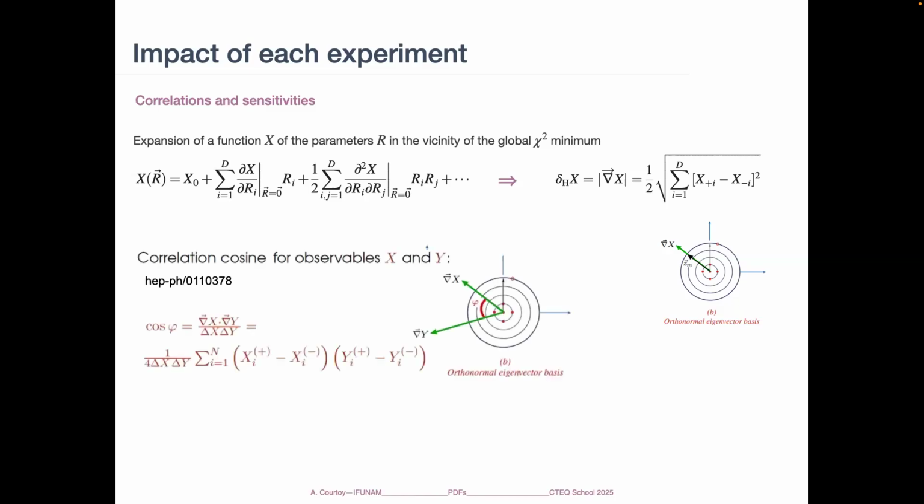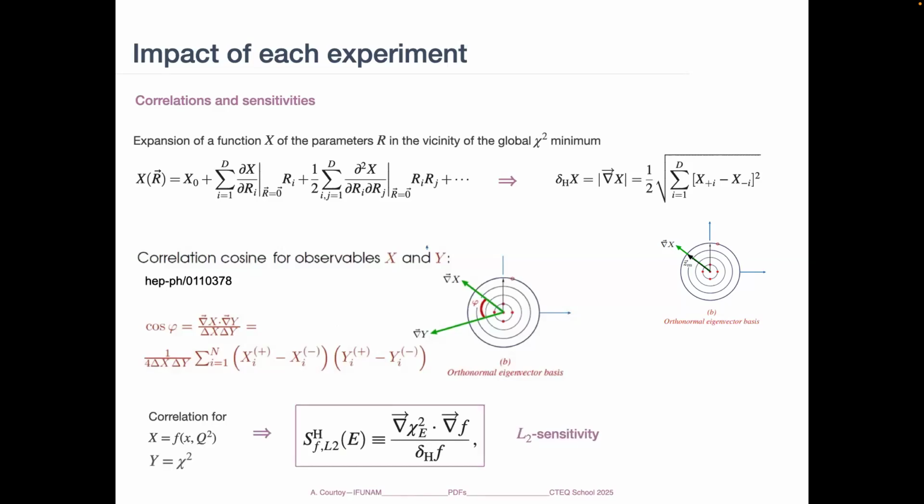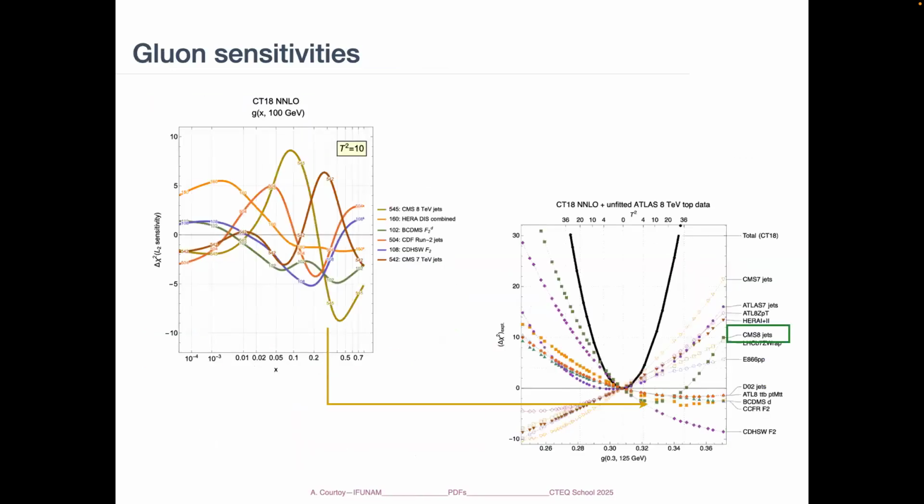What you can also do is check correlations between two different objects. You can say the correlation between y and x, and you have to define what y and x are, and then you will have the angle. Why is it useful? Because you can choose x to be a PDF and y to be a chi-square, for example, and you can check what is called the L2 sensitivity. You really check the correlation between the PDF along one direction and the chi-square, and it will tell you the sensitivity on this PDF.